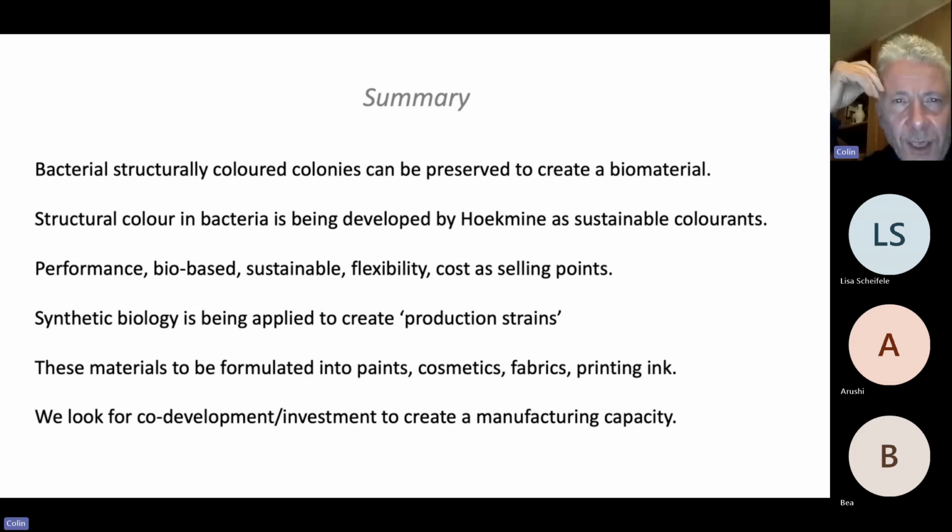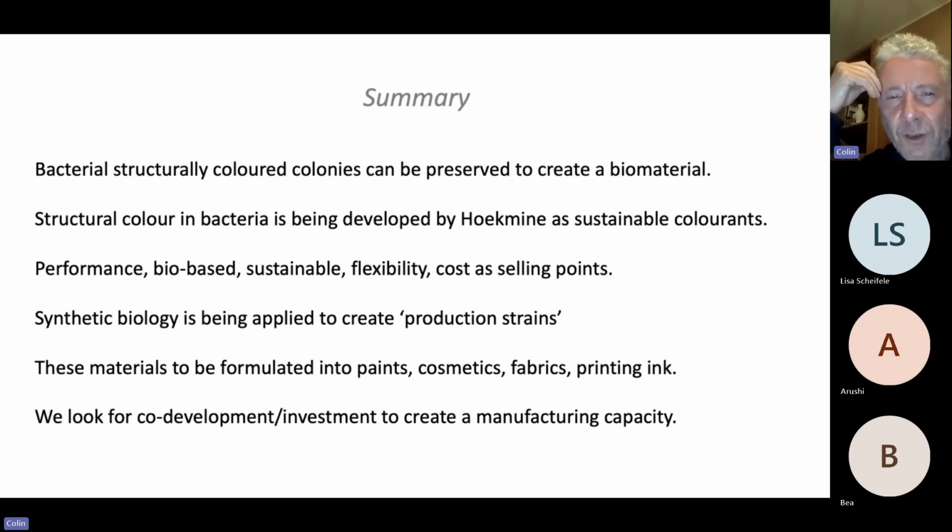I hope that was kind of together. I guess we'll find out from the questions, but broadly speaking, the first message is you can actually create biomaterials from bacteria that are structurally colored, even if at the moment creating large amounts is difficult, and that's what we do. We think that there are possibilities in terms of performance, the fact that they're bio-based, sustainable.